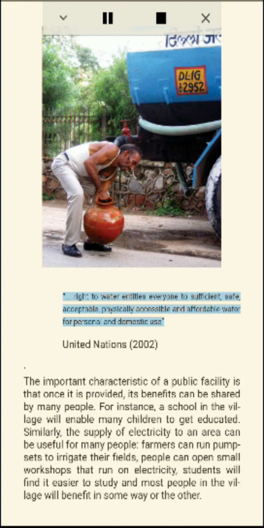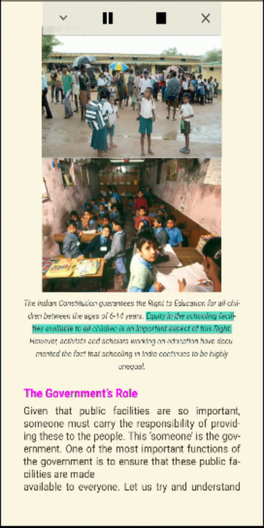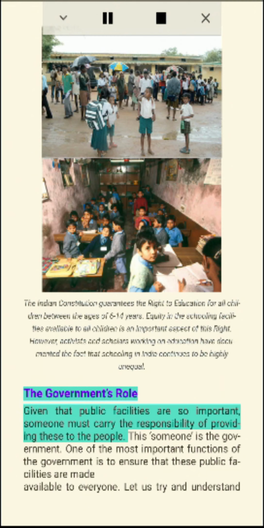The Indian Constitution guarantees the right to education for all children between the ages of 6 to 14 years. Equity in the schooling facilities available to all children is an important aspect of this right. However, activists and scholars working on education have documented the fact that schooling in India continues to be highly unequal.